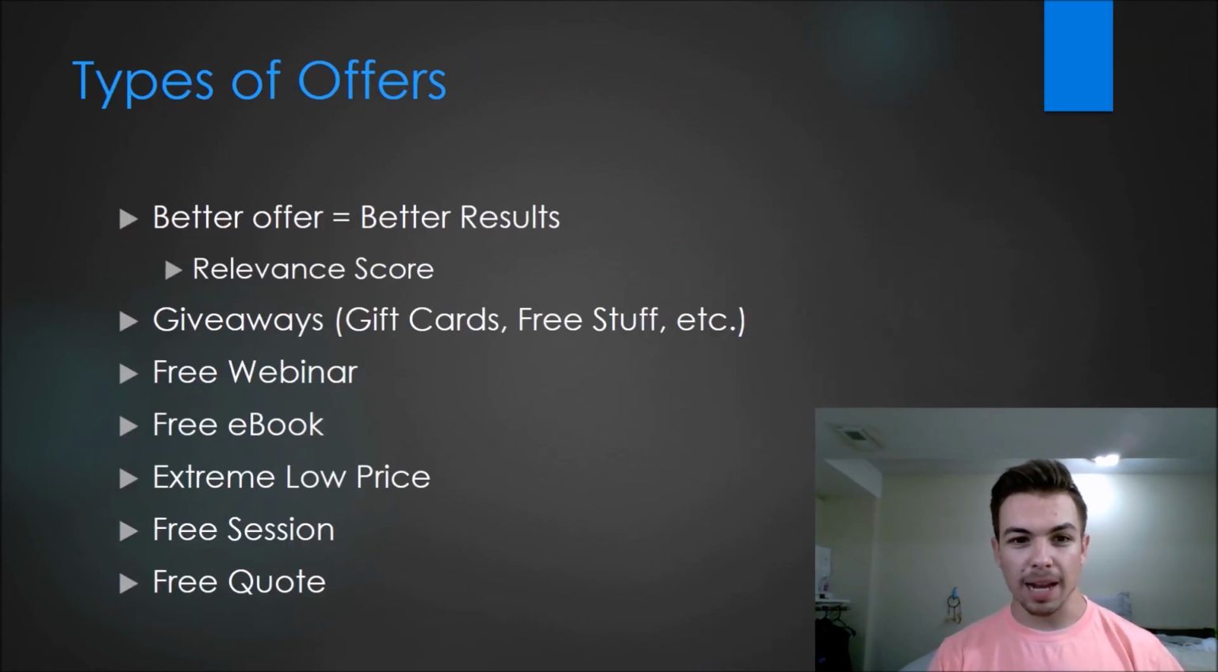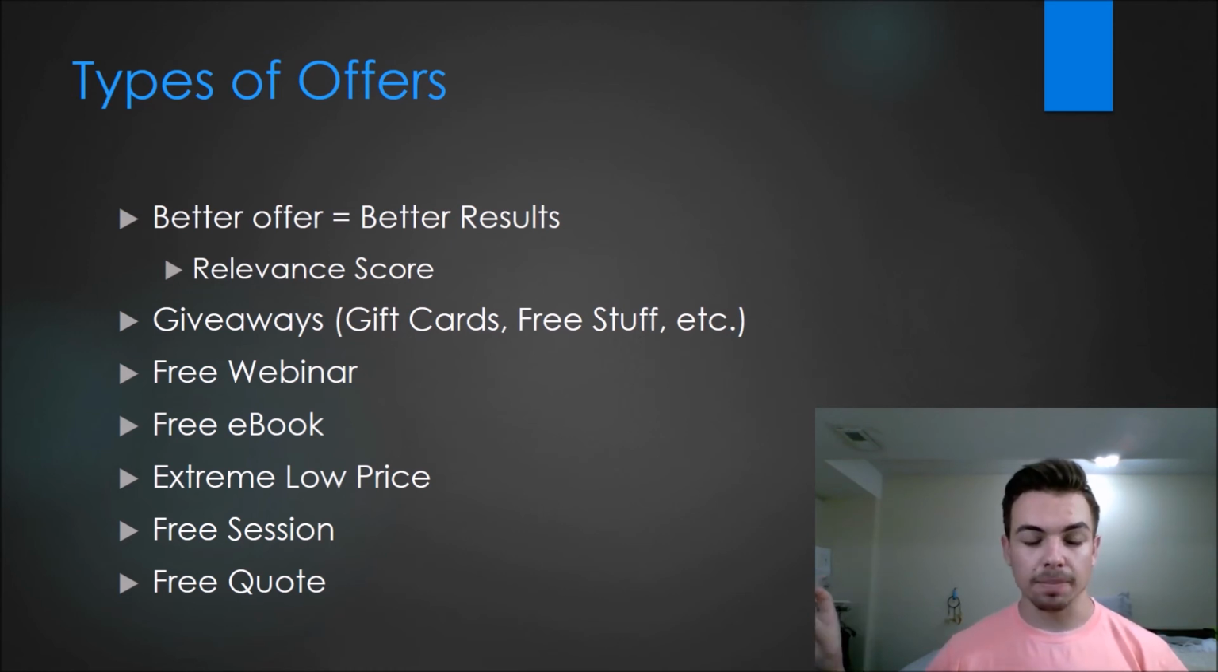So, boom, types of offer that you guys can provide for your clients or your own business. The better the offer, the better results you're going to get. And you're going to notice this. And a good way to tell how good your offer is, is by Facebook ads relevance score. The way you see this is in the ads manager. And you go to the ad, the actual ad, not the ad set. And you can see the relevance score there. It'll be 1 through 10.